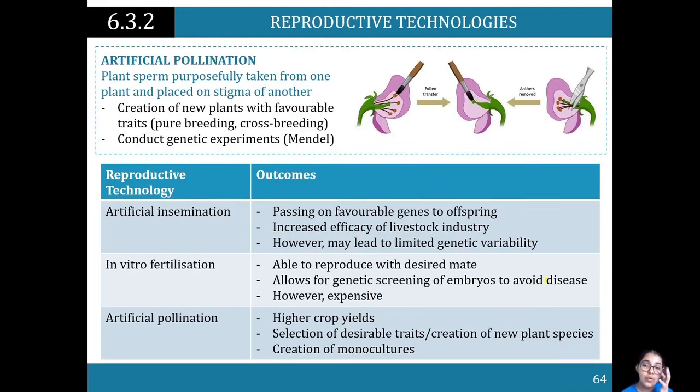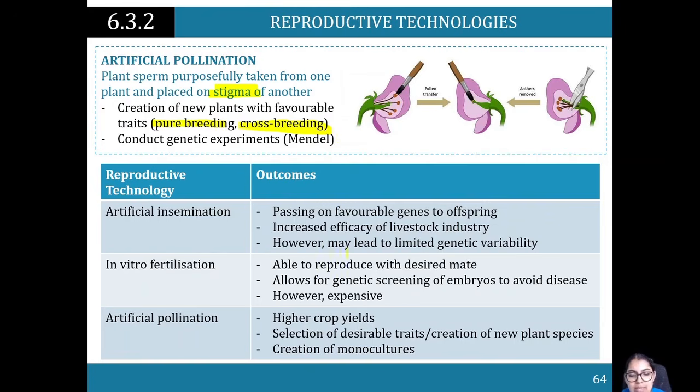Okay, here we go. So, reproductive technology is artificial pollination. Plant sperm is purposefully taken from another plant, and it's placed in the stigma of another plant. If you want to know these terms again, it is a really good revision for Mod 5 as well. So it leads to the creation of new plants with favorable traits, so pure breeding, or we can also have crossbreeding, and genetic experiments, of course, like Mendel's experiment, can also occur here.